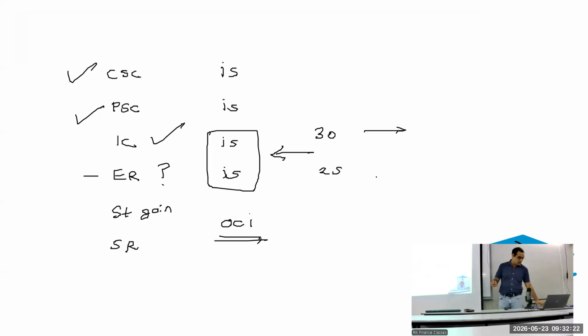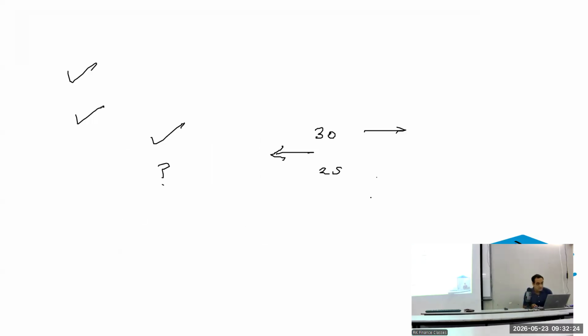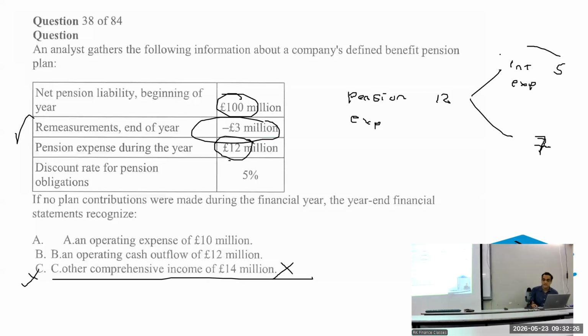So out of 12, 5 would be interest cost net of expected return, and overall it would be the 7. So operating expense should be 7 and not 10. Okay, so that rules out option A.